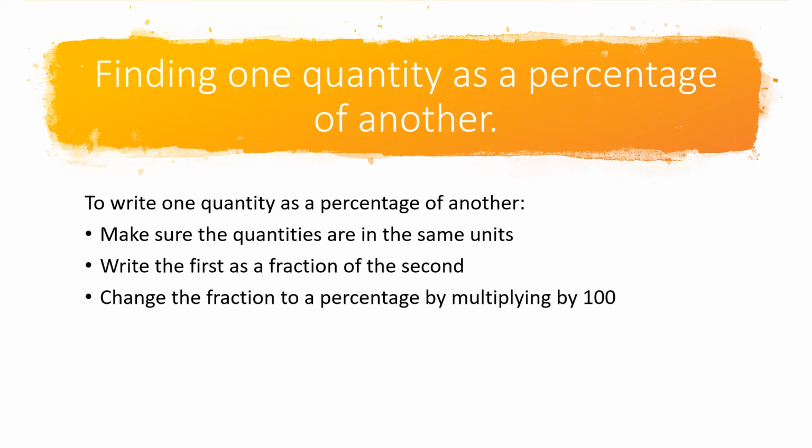Finding one quantity as a percentage of another. To write one quantity as a percentage of another, make sure the quantities are in the same units, write the first as a fraction of the second, and change the fraction to a percentage by multiplying by 100.